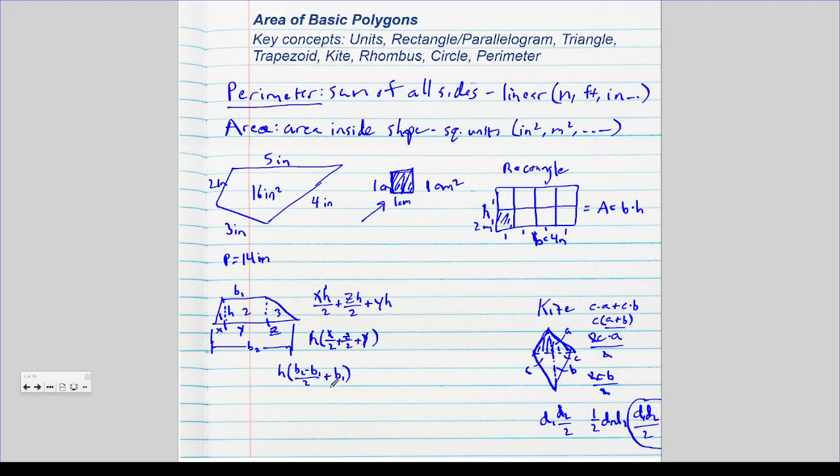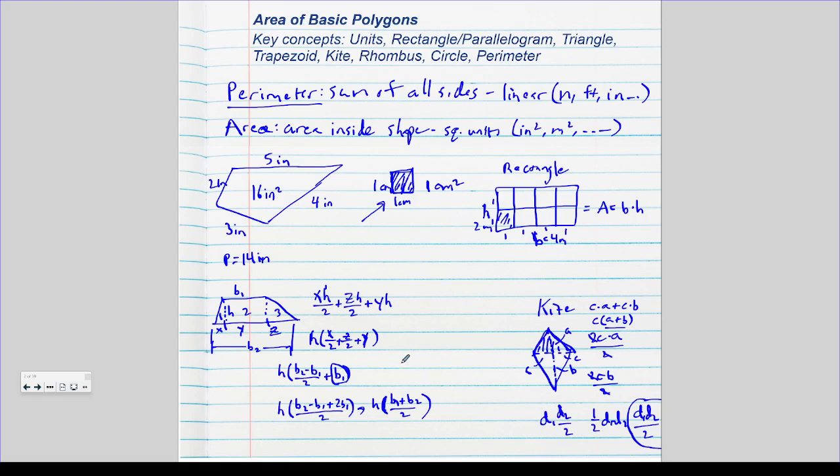So now we could call this 2b1 over 2 just to make a common denominator. So h times b2 minus b1 plus 2b1 all over 2. So we just multiplied this term by 2 on top and bottom to give it a common denominator. And so we end up with what we have as our final form. It's the height times b2 plus b1, which I'll write b1 plus b2, divided by 2. So the height times the average of the bases is how we come up with the area of a trapezoid.